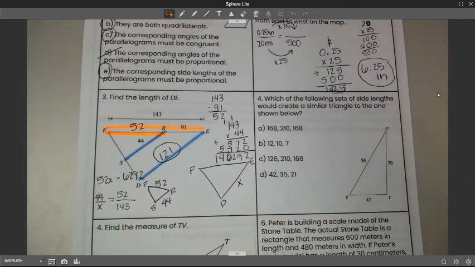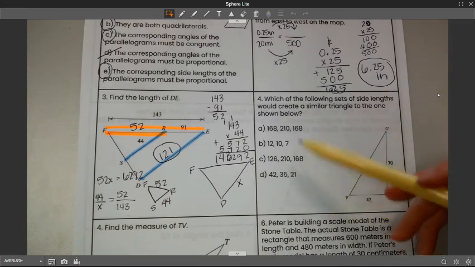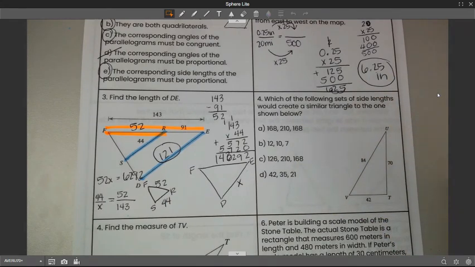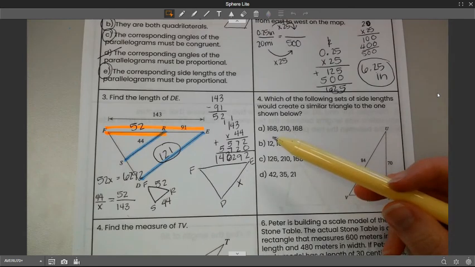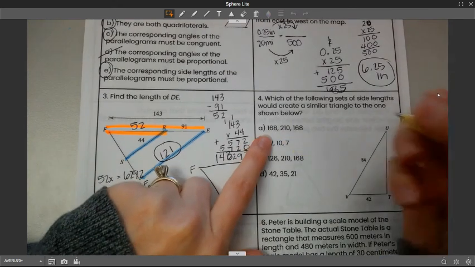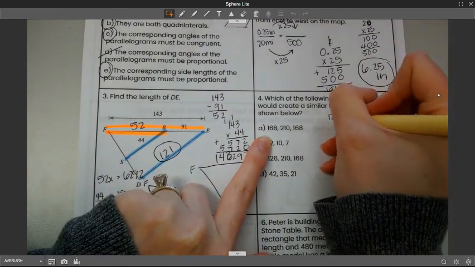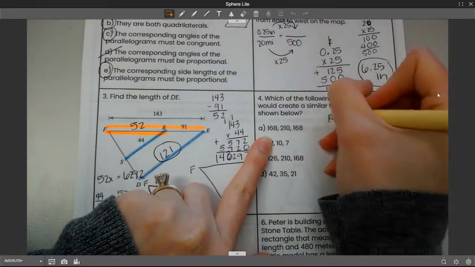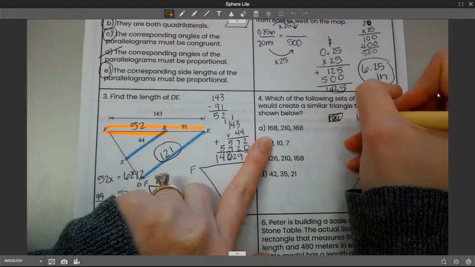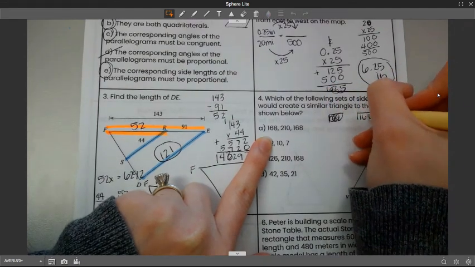Which of the following sets of side lengths would create a similar triangle as the one shown below? So basically, whenever you get a question like this, you're trying to see what I can multiply by. I have to be multiplying by the same number to produce these numbers. So to go from 42 to 168, let's go ahead and divide and see what I multiply by. Oops, my bad. We're going to do 168 divided by 42.